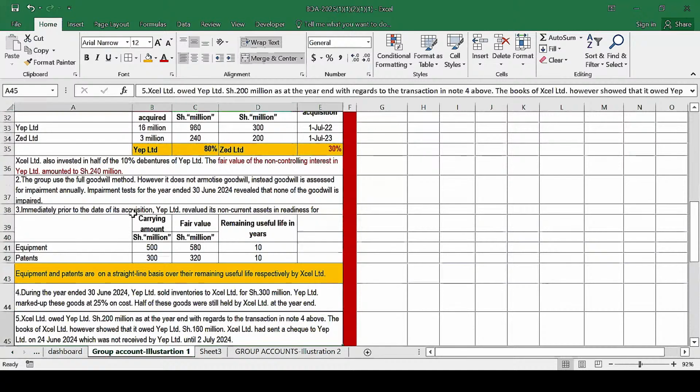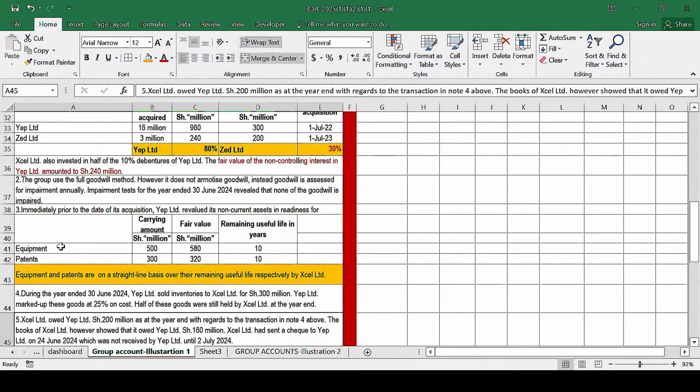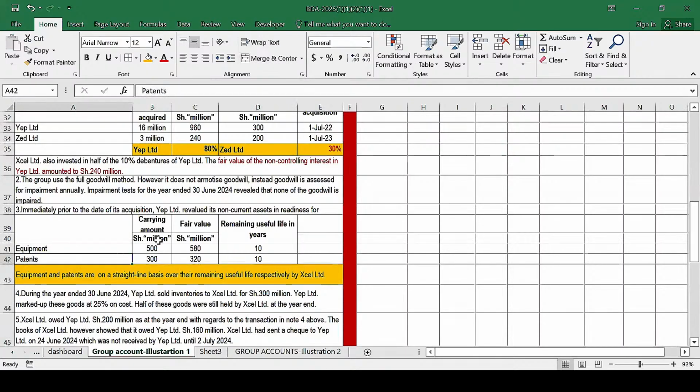So we are told immediately prior to the date of acquisition, HL Limited, which is basically the subsidiary, revalued its non-current assets in readiness of acquisition. So this is now what we refer to as the fair value adjustment. This is basically the revaluation of assets by the subsidiary company. The subsidiary company, on the date it was being acquired, revalued the assets. And actually it revalued two assets, equipment and patent. Now we are given the carrying amount here, and then we are also given the fair values.